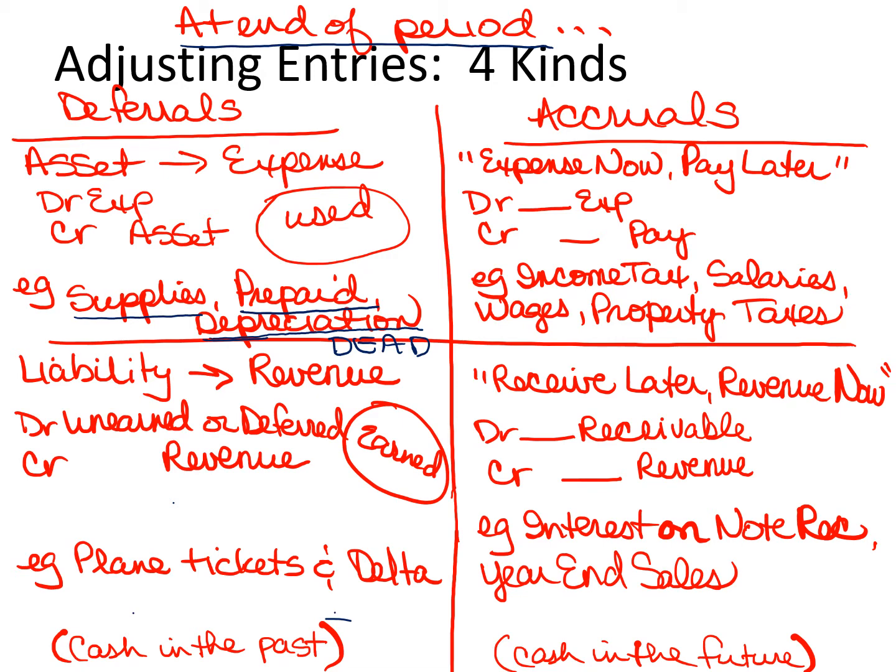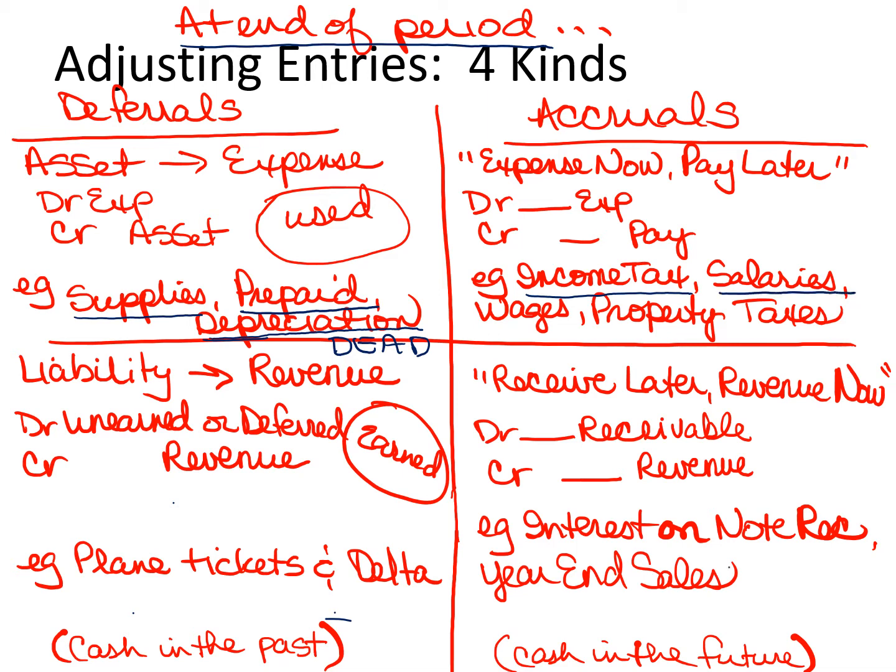Now, the accruals, remember we said that's expense now, pay later? These are things like income taxes. When we talk about income taxes, remember that you owe it at the end of the year, but you don't have to pay it till you file your taxes. So if I'm preparing a financial statement on December 31st of one year, I need to recognize the income taxes that I owe for that year, even though I won't pay for them until later. So it's debit income tax expense, credit income taxes payable.